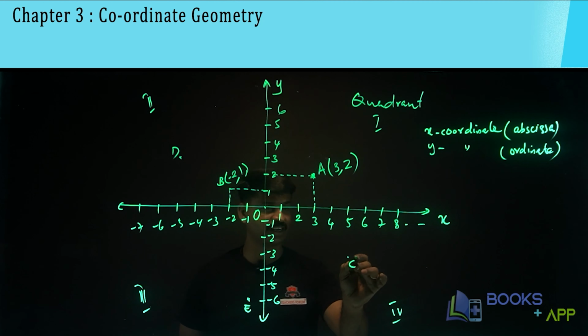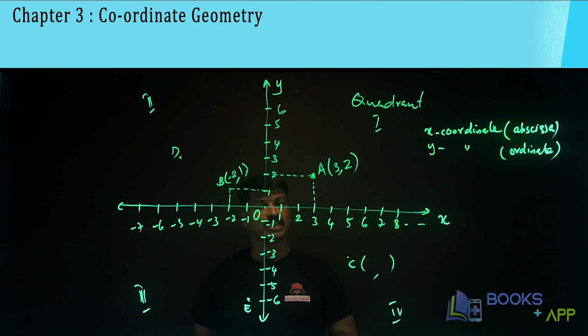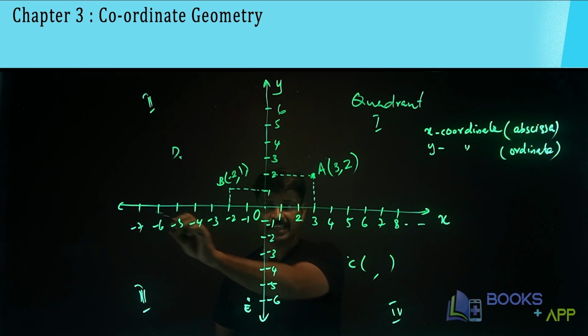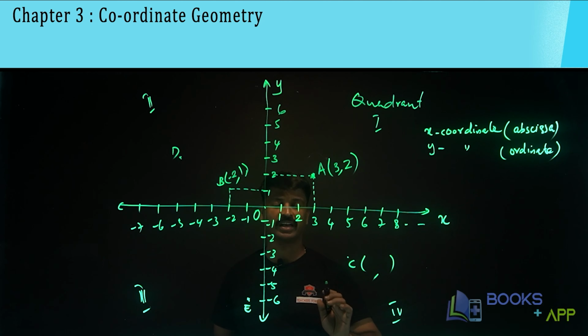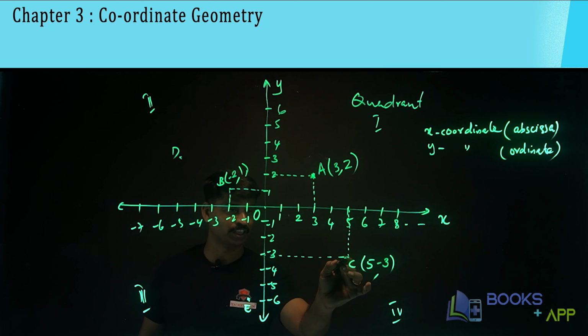Can you tell me the coordinate of C? The first step, what you have to do? You should find the x-coordinate. This is the x-axis. To find the x-coordinate from the point C, what should you draw? Yes, a perpendicular towards the x-axis. That will meet at point 5. So 5 is the x-coordinate. To find the y-coordinate from the point C, draw a line perpendicular to the y-axis. That will meet at -3. So what is the position coordinate of point C? Yes, the point C is (5, -3).